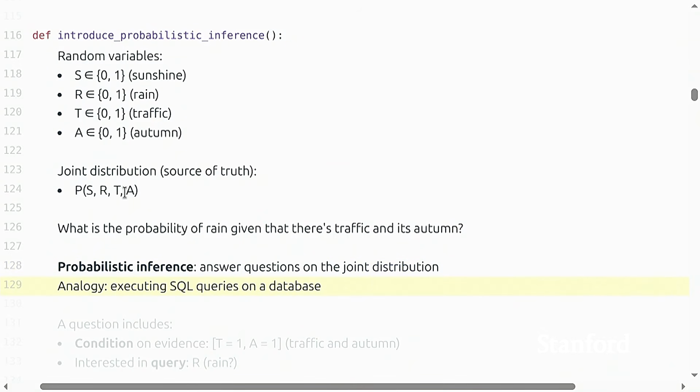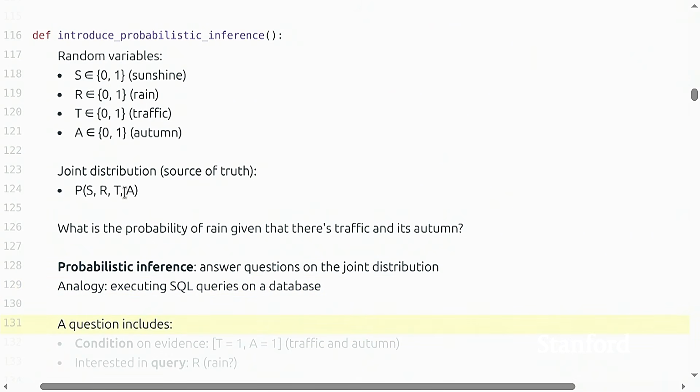So an analogy you should have in your head is that the joint distribution is like a SQL database. And probabilistic inference is essentially doing SQL queries on that database. And there's actually a much more formal relationship here, which I'm not going to get into, but I think that's the mental model. You have your database with all the facts, and you just ask questions. You know, what is the tallest building in Europe or something like that.